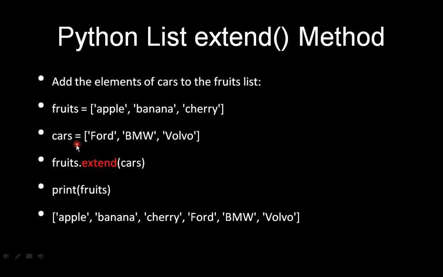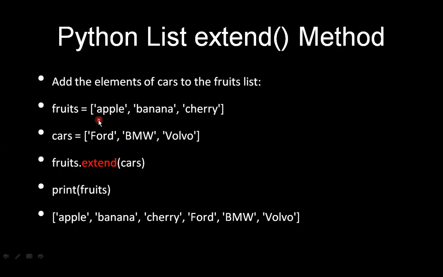In the cars list, I have included Ford, BMW, and Volvo. If I want to include all these objects of the cars list in the fruits list, how can I do that? With the help of this extend method, I can extend the elements of the fruits.